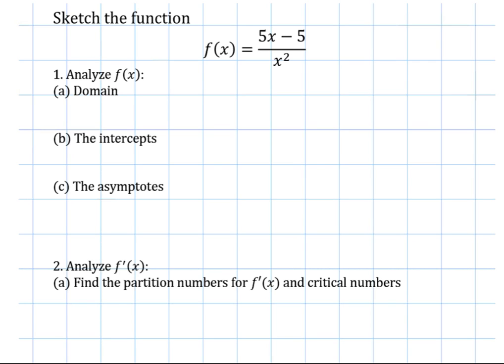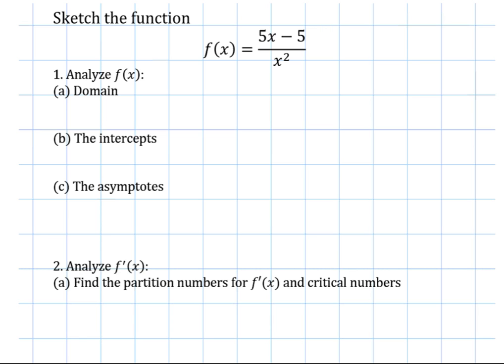Sketch the function 5x minus 5 over x squared. We will use the derivatives to analyze the function, including the first and the second derivative, and of course the function itself. First, we need to find the domain, the intercepts, and asymptotes.